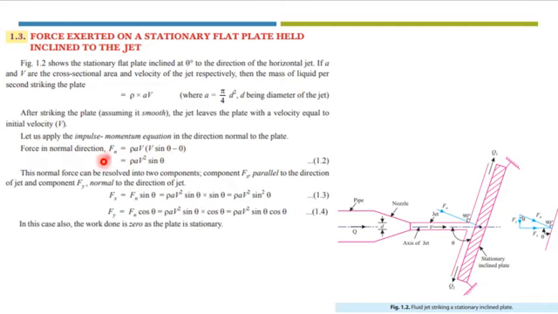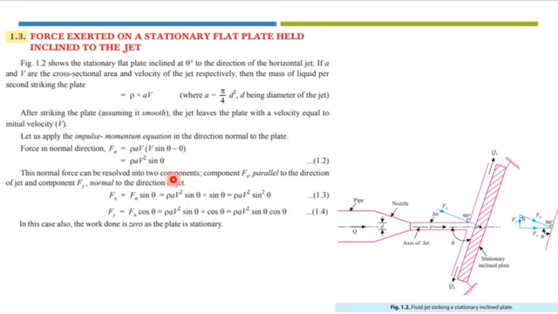Now to find the expressions for Fx, Fy and Fn, we will have to apply the impulse momentum equation. First, for Fn, which is the force in the normal direction, the expression will be mass times change in velocity. So in the n direction, which is normal to the plate, the initial velocity is V sine theta and the final velocity is 0. So our equation becomes rho A V square sine theta.